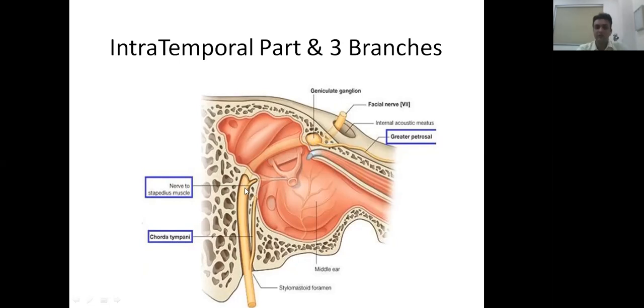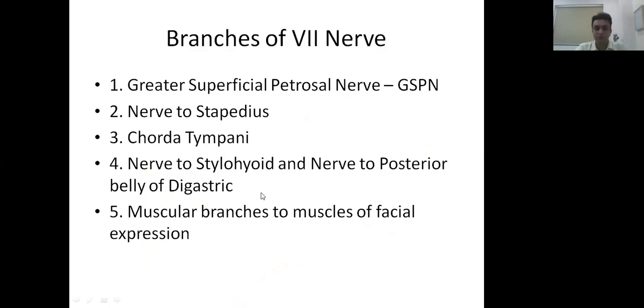At the level of the second genu arises the second branch, which is known as the nervus stapedius, and from the vertical portion arises the third branch, which is known as the chorda tympani branch. Fine. So when the nerve comes out of the stylomastoid foramen, it gives off two muscular branches, one to the stylohyoid muscle and the other one to the posterior belly of the digastric. And then the nerve enters the parotid gland, and inside the gland, the nerve divides into its terminal branches. Generally, there are 5 muscular terminal branches.